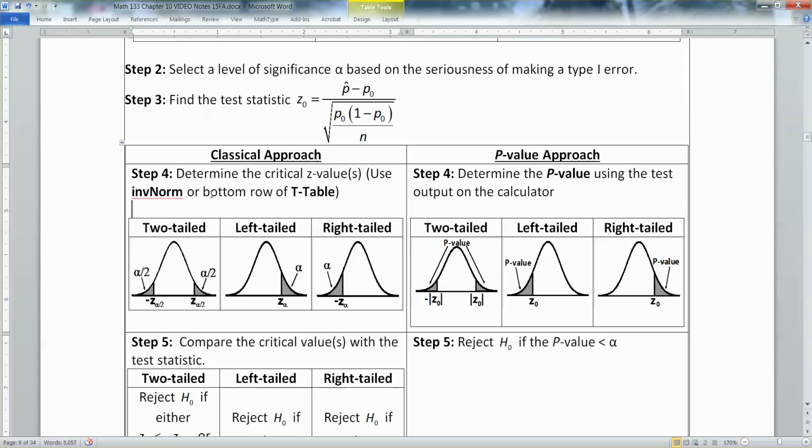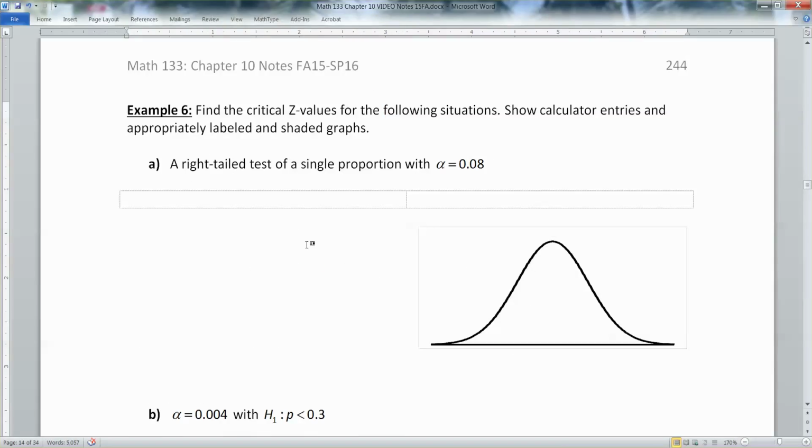In particular, the chapter 9 problems all were like two-tailed tests, because a confidence interval is sort of like the inner portion, and the two-tailed test is the outer portion. So we're going to practice finding all of these again, using inverse norm or the bottom row of the t-table. So here's the example. It asks us to find the critical z values, z being the standard normal values, right, for the following situations. And we're going to show calculator entries and appropriately labeled and shaded graphs.